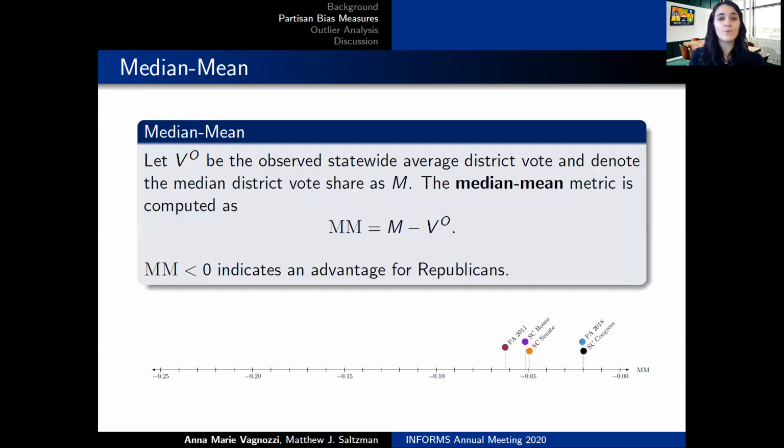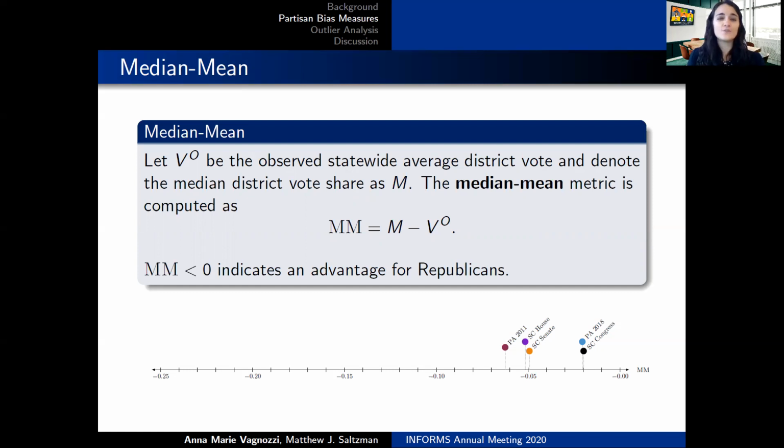We first needed a way to measure the partisan bias of a map. One established way of doing so is using the median mean measure, which has a long record of usage and is generally acceptable as a reliable measure of partisan bias. It's found by subtracting the average district vote share from the median district vote share, and it characterizes fairness by looking at the skewness of the vote distribution. Negative values indicate an advantage for Republicans.